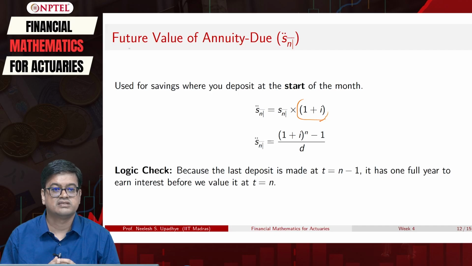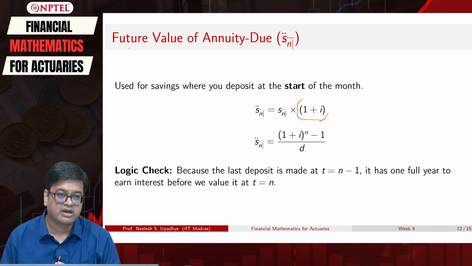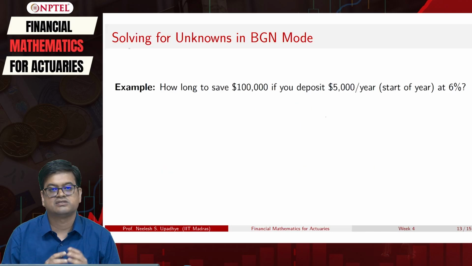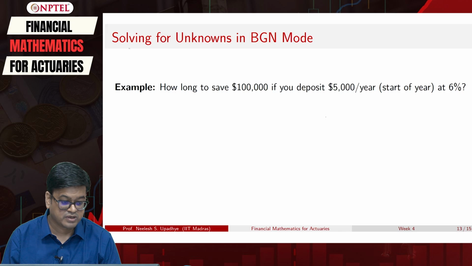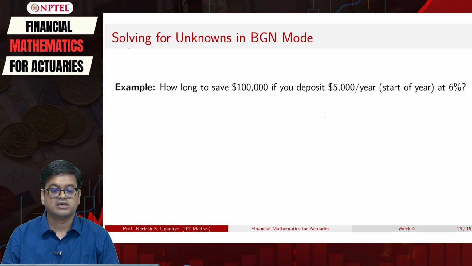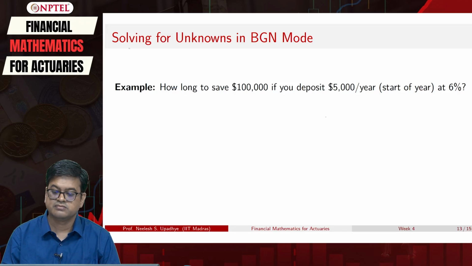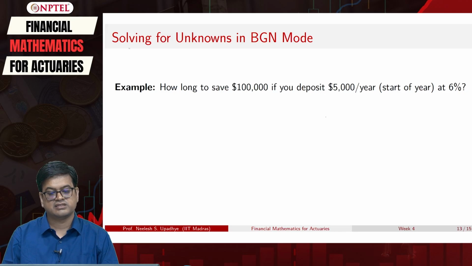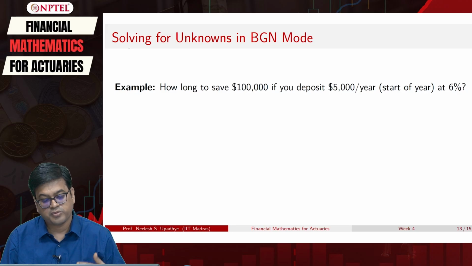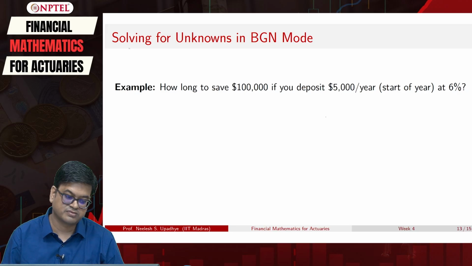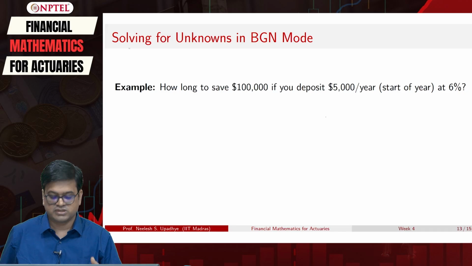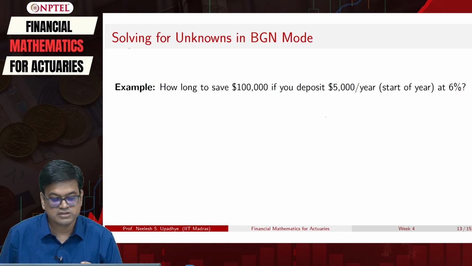So now let us look at how to use this BGN mode and solve for unknowns. Let us solve for unknowns in BGN mode. How long to save for earning $1 lakh if I deposit $5,000 every year, and this is earning interest at 6% rate? So this is the money that you have to deposit from t is equal to 0. And how long should I deposit? That's the idea.